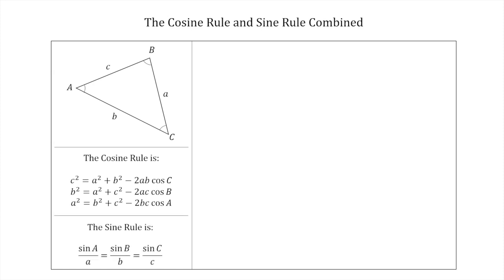And then the sine rule is just that sine A over a equals sine B over b equals sine C over c. So all these three things are equal to each other. We're saying that the sine of an angle divided by the length of the side opposite that angle is always the same for any pair of side and opposite angle. So they're the two rules, and let's try and apply them to a problem.